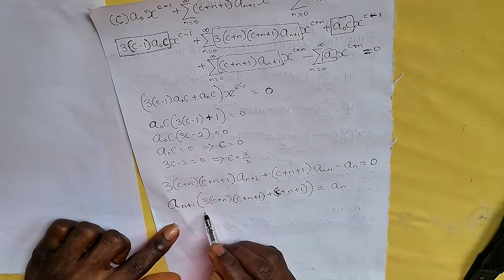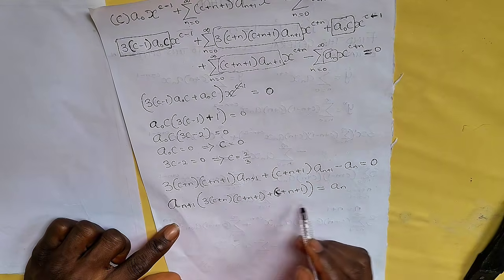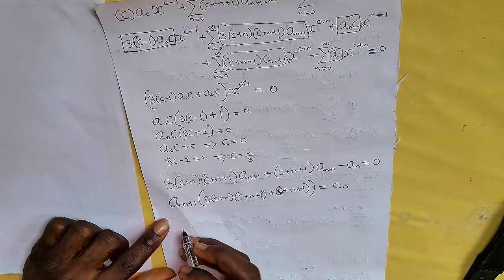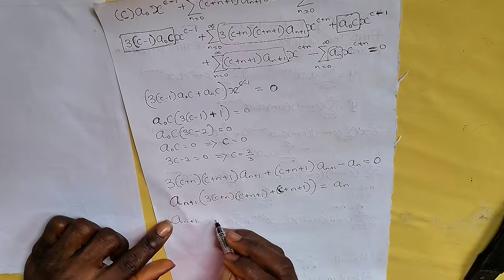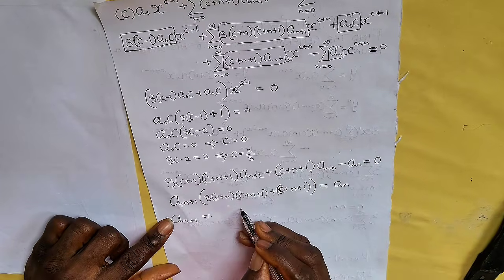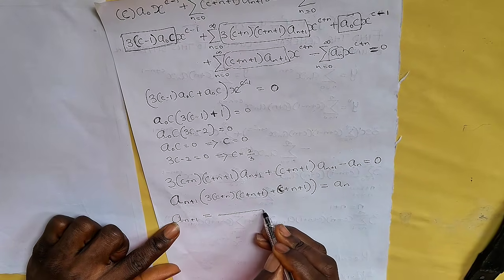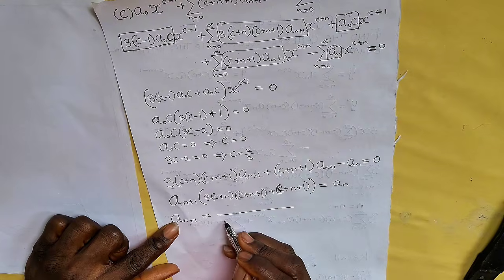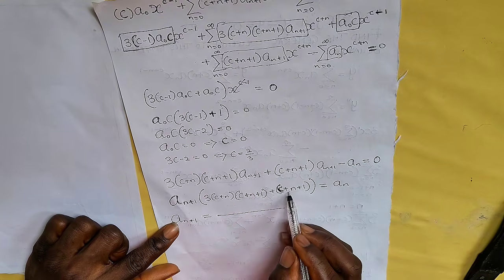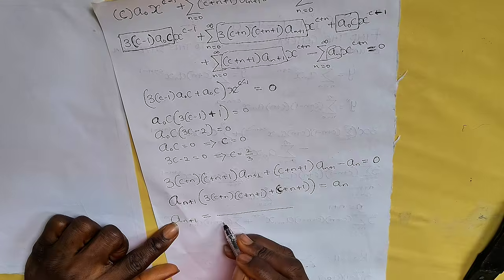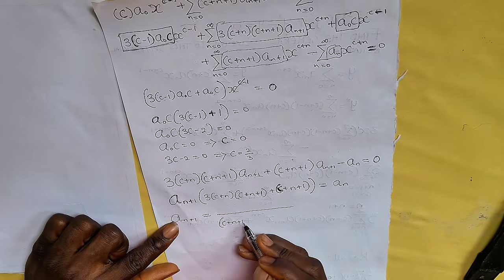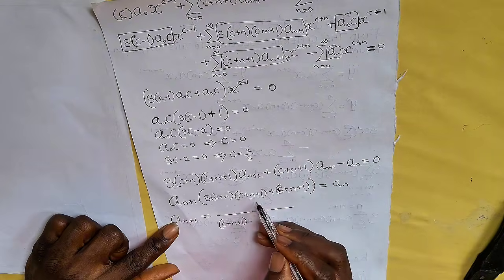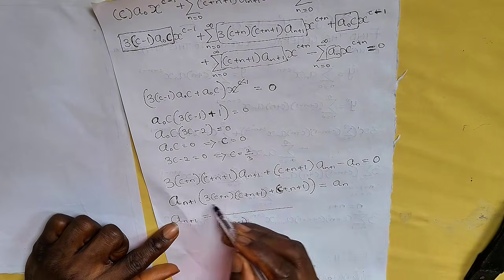So what will I do? I divide both sides by this expression, because I want to make this the subject of the formula. So I'm going to have a n plus 1 equals, so let me have this. You can see this is also common here, so let me factorize it out there. So I have c plus n plus 1 factorized out. I'm dividing by this now, dividing this by the whole of this.